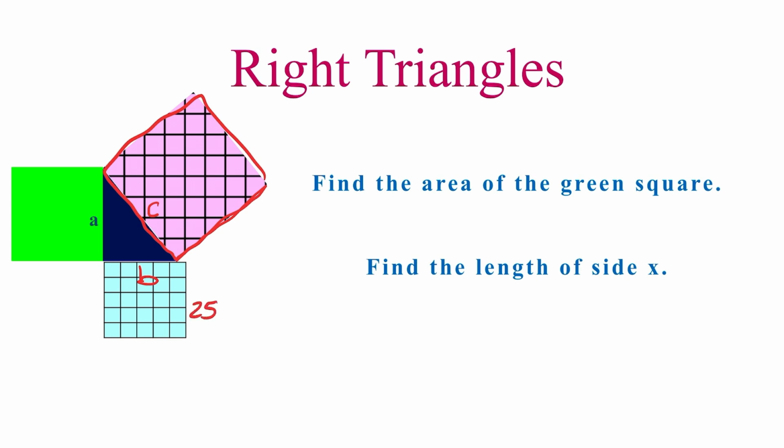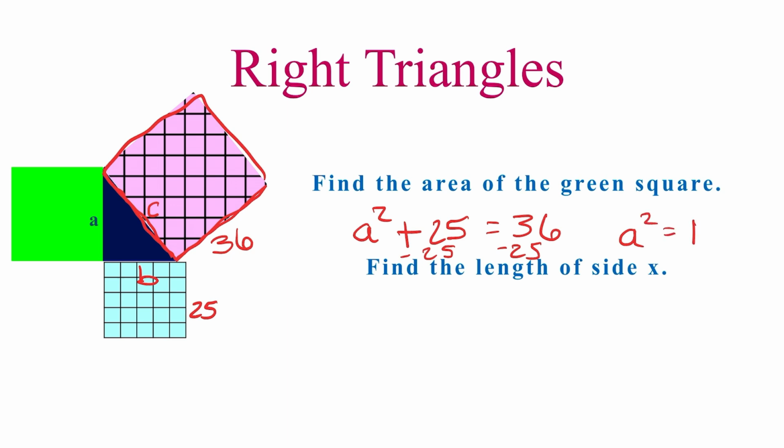And let's say that this square up here is 36. We'll say it's 6 by 6, okay? So we're going to say that this length is 6. Well, to find the area of the green square, we have to do a squared plus 25 equals 36. Now we got to do a little bit of algebra to get it, because we need to do minus 25 on each side. And that tells us that a squared equals 11. So the area, the a squared over here, a times a is 11.